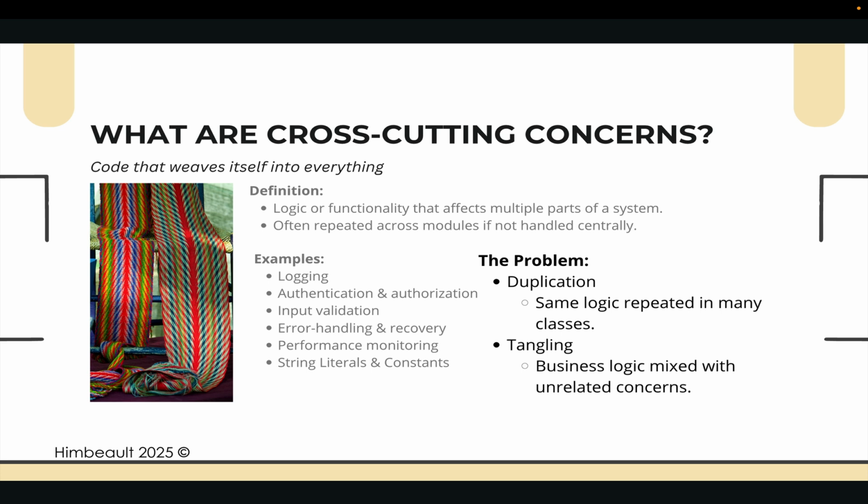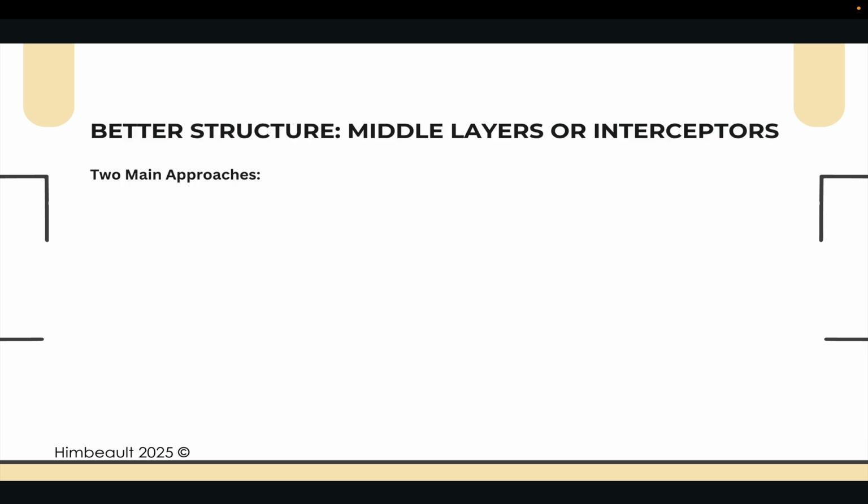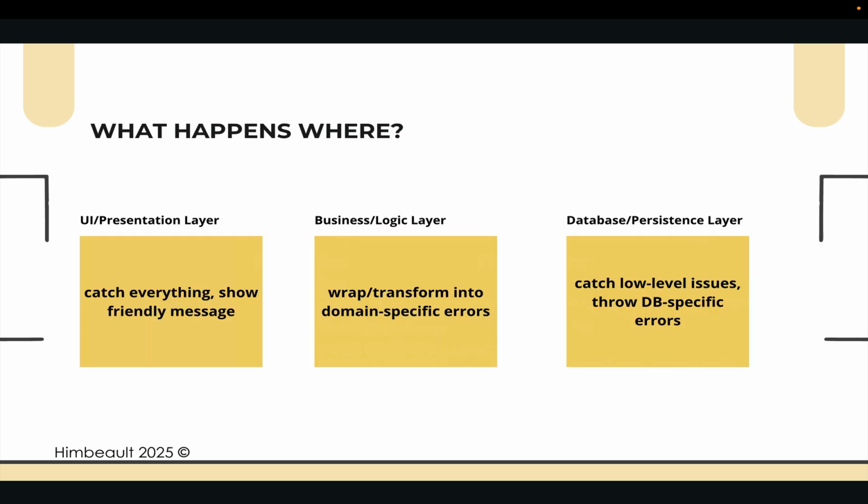So the problem is we do end up with the same logic repeated across many different classes. And when we start to mix our business logic with some unrelated concerns, we end up with everything all tangled together. That might mean lots of string literals being placed everywhere, or logging being mixed in with our actual code logic. So there are two main approaches to dealing with this. We have interceptors and we have middle layers.